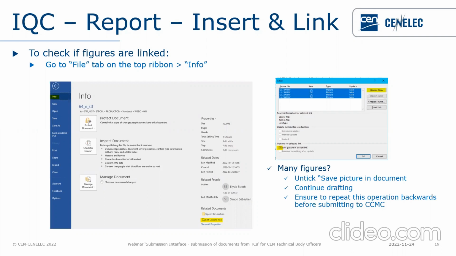This will, of course, delay the responsiveness of the Word document. It's not that it's not easy, but it takes more time to save and so on. You can avoid this by going through this window, selecting all your figures, and unticking Save Picture in Document. This will keep the link, but it will not save the picture within the document, which will therefore reduce the weight of your document.